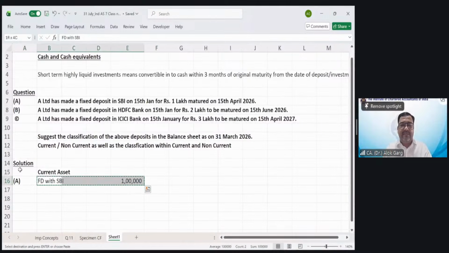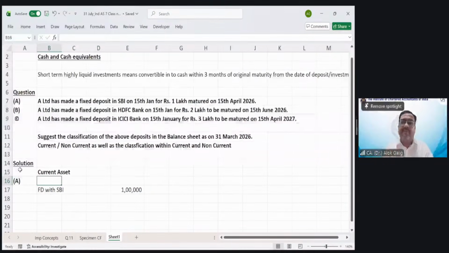Under current asset, what is the classification? The original maturity from the date of deposit is 3 months, right? So it is current, and it is cash and cash equivalent. Anyone has any doubt here? Within current asset, it is cash and cash equivalent. I hope it is clear.